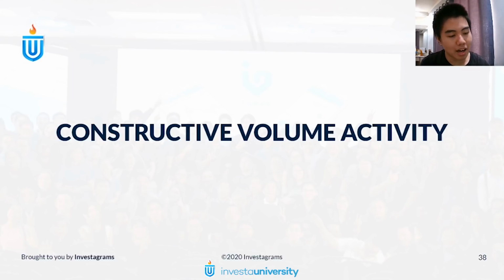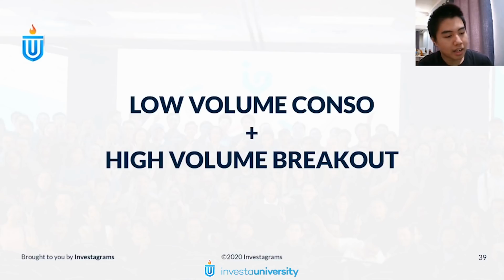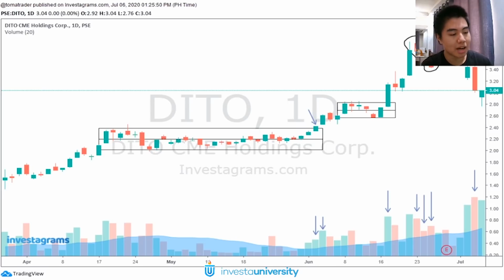And what are our constructive volume activities? And we already know this. I just want to emphasize it again. This was already discussed in the chart pattern lesson. We want to see low volume during the consolidation and high volume during the breakout. And again, here are a few examples. Here we have a low volume consolidation.